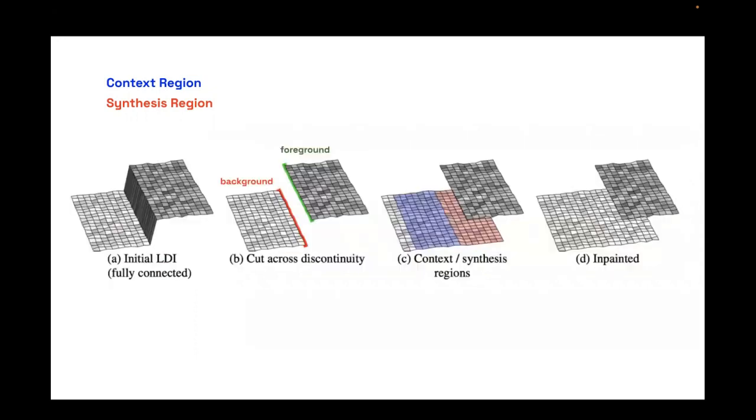So at the very beginning, we start with a fully connected LDI. Here we have a depth edge marked in gray. We first cut the LDI pixel connections across the edge, forming a foreground silhouette and a background silhouette. For the background silhouette, we create a context region and a synthesis region of the new LDI pixels. Then we merge the synthesized pixels into the LDI.